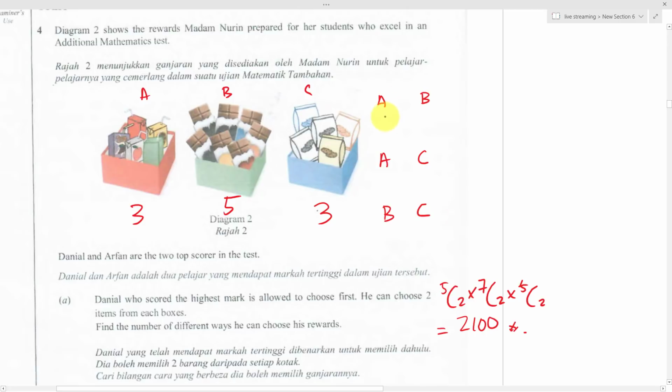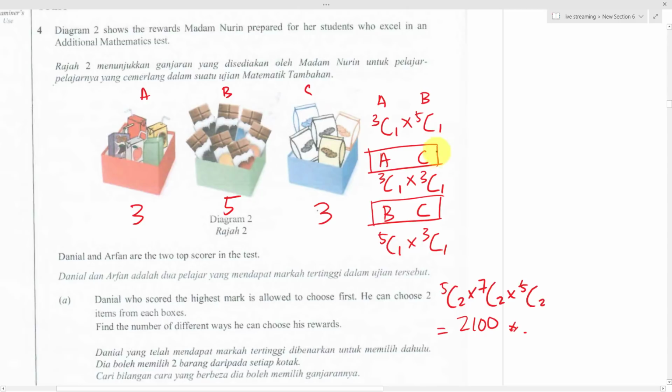So what happened is, if I choose A and B over here, from A, 3 items, I will choose 1, and from B, 5 items, I will choose 1, then multiply them. If I choose A and C, 3 items here, I will choose 1, and 3 items here, I will choose 1, and multiply them. And if I choose B and C, 5 items here, I will choose 1, and 3 items here, I will choose 1. Because this is all the possibilities. He can choose 2 out of the 3 boxes.